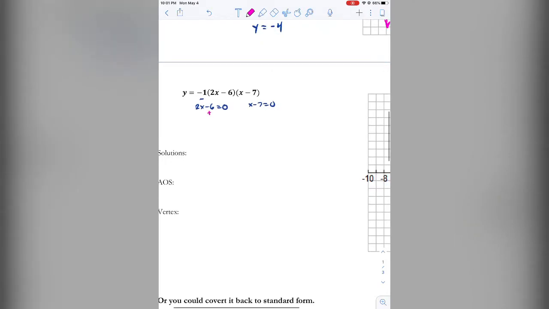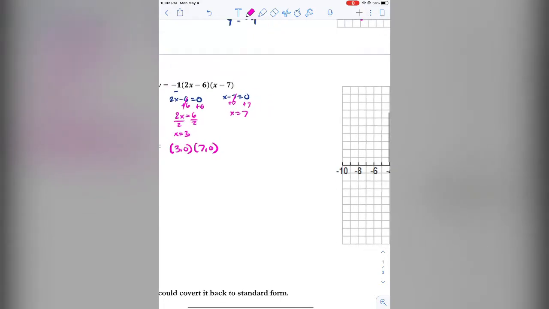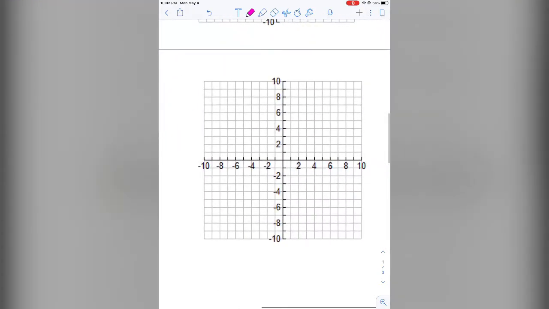Now I just go ahead and solve it. Plus 6 here on both sides. 2x equals 6, divided by 2. So I have x equals 3. Add 7 here. And I have x equals 7. So I know my two x-intercepts, my solutions and my x-intercepts. They're two different names for the exact same thing, are 3, 0 and 7, 0. So I come over to my graph. I have the point 3, 0. I have the point 7, 0.